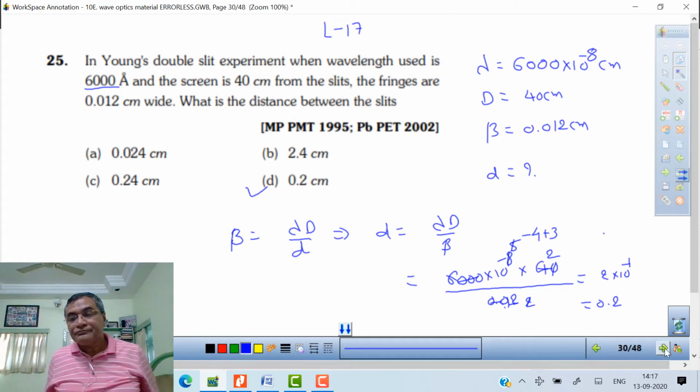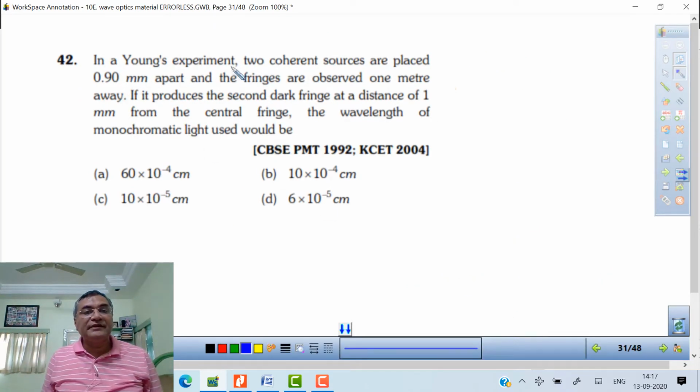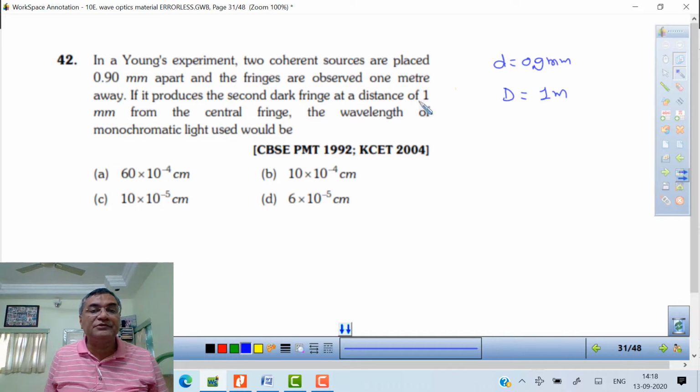Then, in a Young double slit experiment, two coherent sources are placed 0.9 millimeter apart, so small d is equal to 0.9 millimeter, and the fringes are observed 1 meter away, so capital D is equal to 1 meter. If it produces the second dark fringe at a distance of 1 millimeter from the center, so I say x prime 2 is equal to 1 millimeter from the center fringe, what is the wavelength of the monochromatic light?